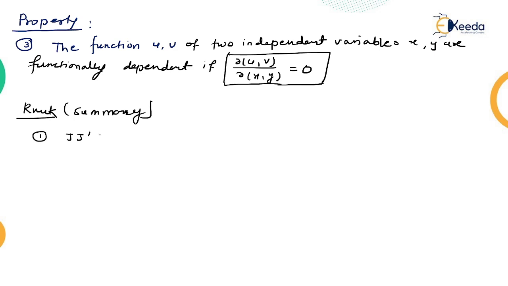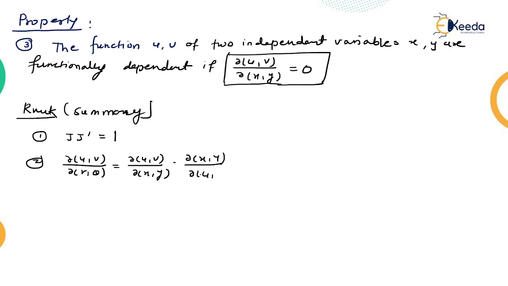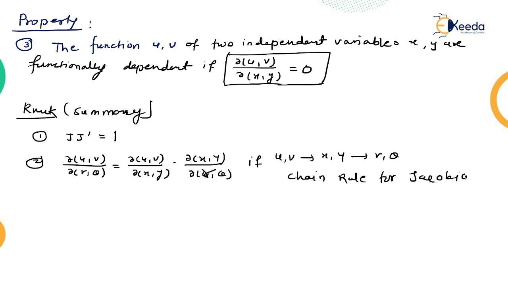J into J dash equals 1. Number 2, what is the property? If you have to find ∂(u,v)/∂(r,θ) by using a composite function, first ∂(u,v) with respect to ∂(x,y), and then ∂(x,y) with respect to ∂(r,θ). So when u and v are functions of x and y, and x and y are functions of r and theta, we use the chain rule. So this is the chain rule for Jacobian.